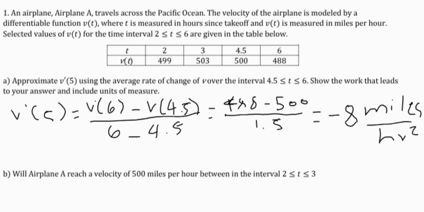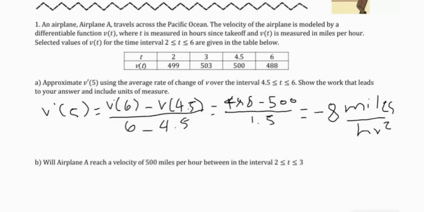Let's move on to part B now. It asks us if airplane A will reach a velocity of 500 on the interval of 2 to 3. So just looking at the format of this question, 99% of the time, if a question is phrased like this, which means asking if a function reaches a value on an interval, it's going to be an IVT or intermediate value theorem question. Now, for IVT to work, 3 things have to be true. The function has to be continuous on the interval a to b, f of a can't equal f of b, and the value we are looking for has to be between f of a and f of b. So let's solve this question using IVT.